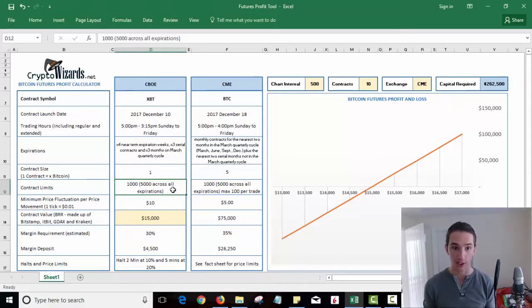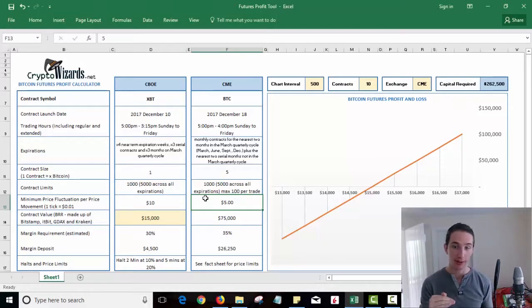Now, another game-changing differentiator is that one tick is 1 cent on both exchanges, but the price has to move up $10 for you to make $10 on the CBOE. If it moves $11, you're still $10 in profit. So it moves up in $10 blocks. On the CME, it's $5 blocks. So if it goes up $5, you make $5.